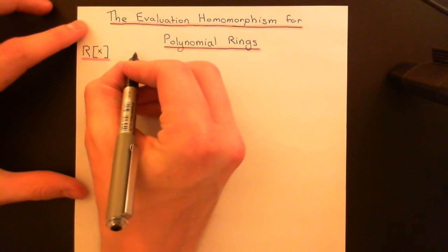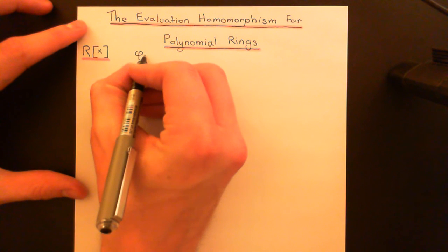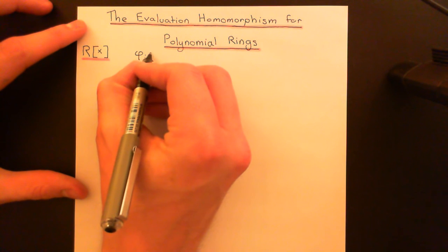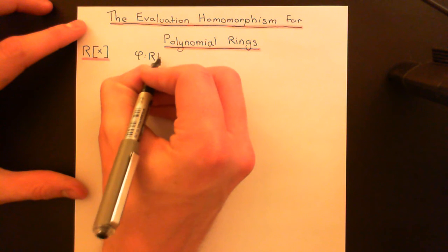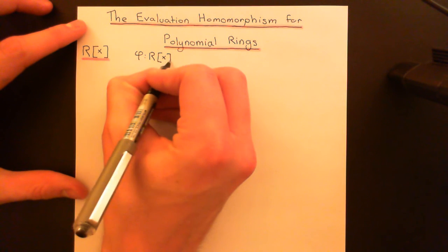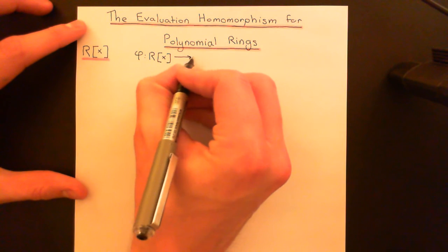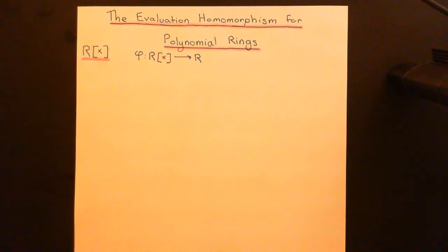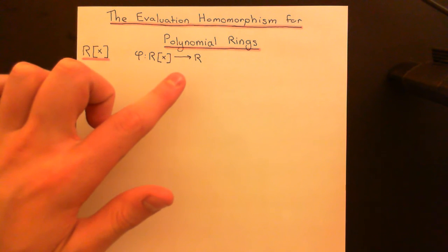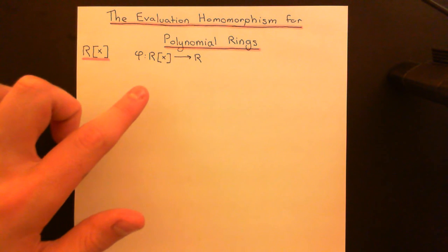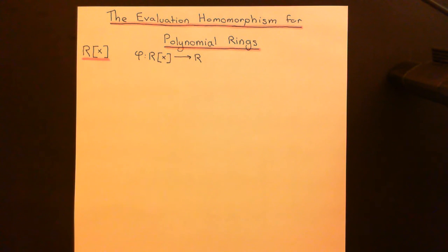So to write this down, let's call our evaluation homomorphism phi here. And it's going to be a mapping from the ring of polynomials R adjoin X into the ring capital R. Right, and the way that this mapping is going to work is that it's quite simply going to pick some element of the ring capital R, and it's going to send all polynomials onto the value in the ring capital R, which is the polynomial evaluated at that element of the ring.